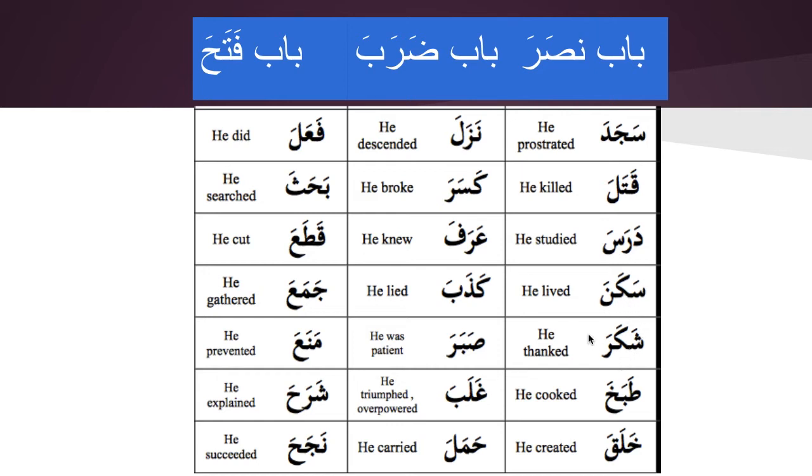Shakara yashkuru. Then Bab Daraba is Daraba yadribu: Nazala yanzilu, Kasara yaksiru, Arafa ya'rifu. Bab Fataha will have Fa'ala yaf'alu, which is Fataha yaftahu: Bahatha yabhathu, Qata'a yaqta'u. This is how it makes it easy to understand and remember these verbs, inshallah.